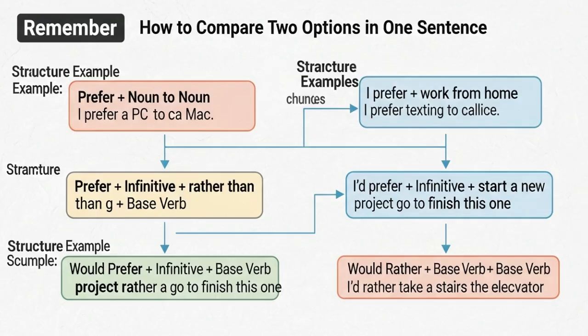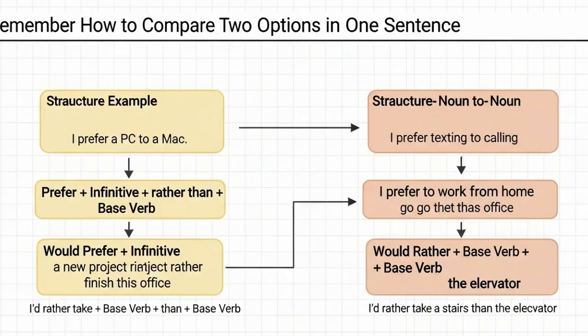Combining two options, then, rather than, to. Okay, but what do we do if we want to have two options in one sentence? Structure, example. Prefer noun, to noun. Prefer gerund, to gerund. Prefer infinitive, rather than, base verb. Would prefer, infinitive, rather than, base verb.